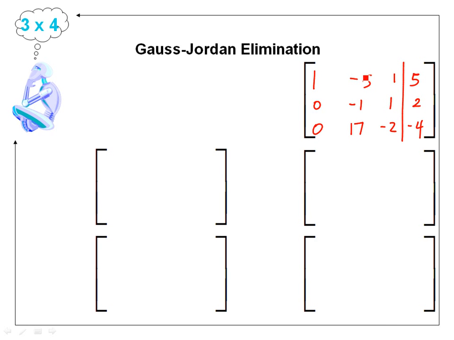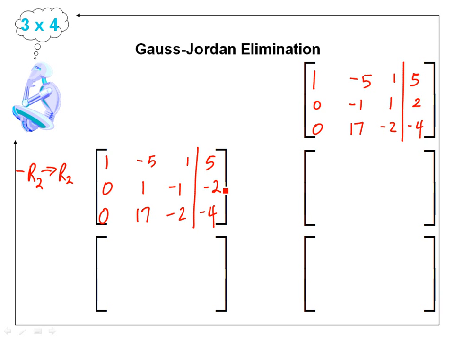Alright, so again, this is where we left off from the last page. So let's multiply row 2 by -1, or negative row 2 to give us row 2. So only row 2 changes. Let me rewrite row 1 and row 3. So if I multiply -1 times row 2, all of the signs change. And that's what I get.